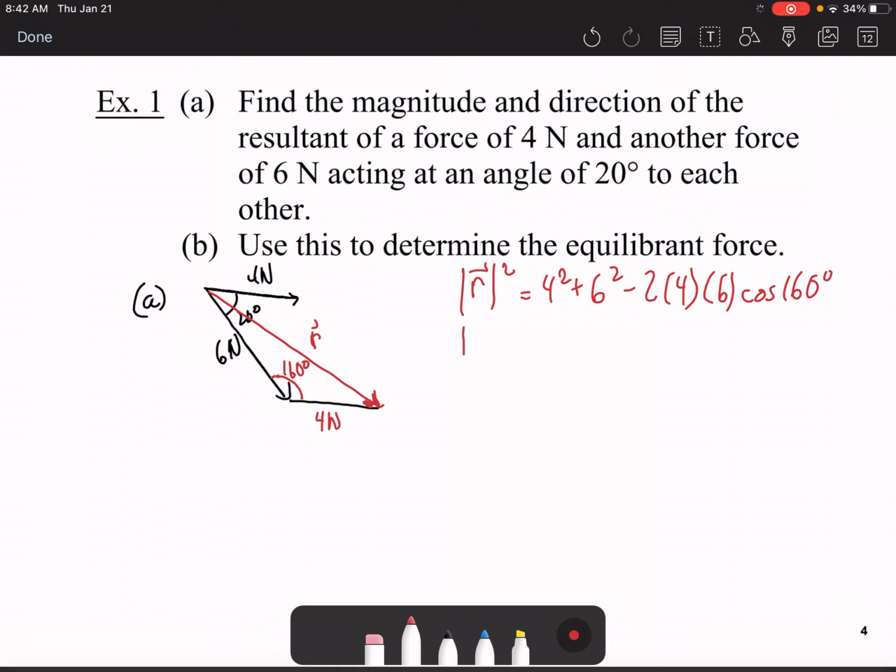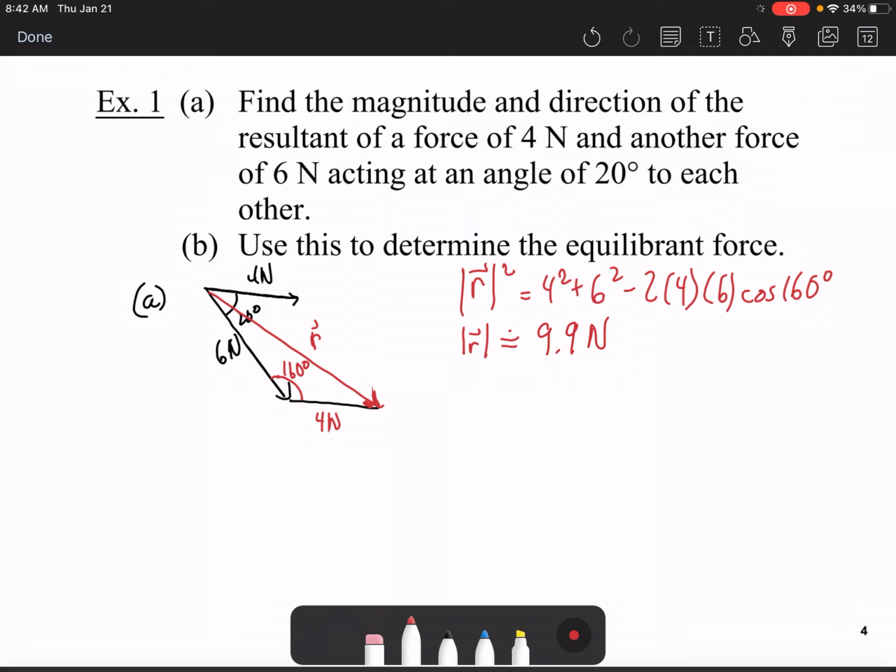Use your calculator. Don't have to show me all the steps here. Just make sure you're working it out properly. And I get about 9.9 newtons. You can round it to whatever you like technically. Just make sure you don't change the exact value in your calculator. Just store that somewhere.